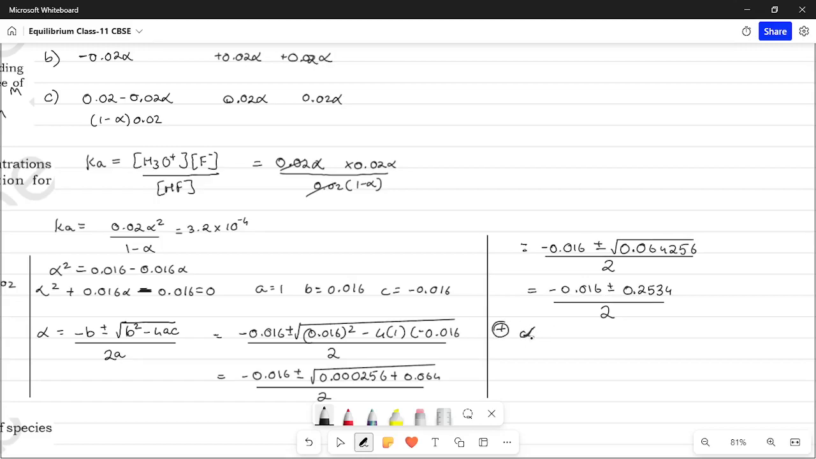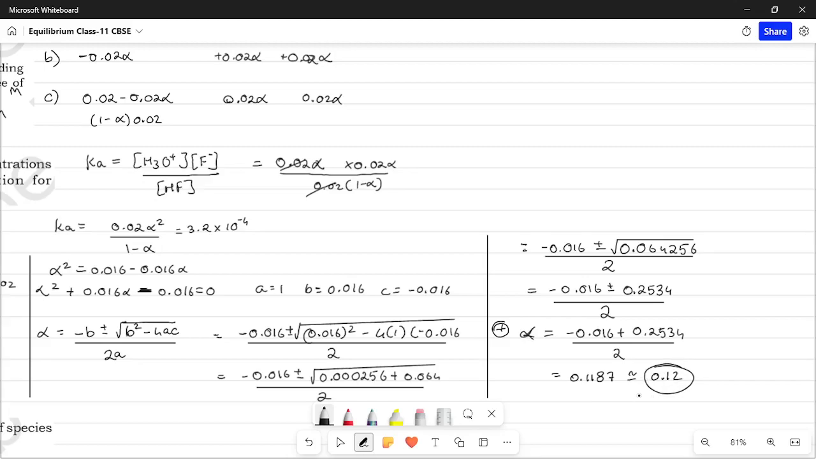So alpha will be equal to minus 0.016 plus 0.2534 whole divided by 2. Now when we simplify, we get 0.1187. This is approximately equal to 0.12. So this is the value of alpha.